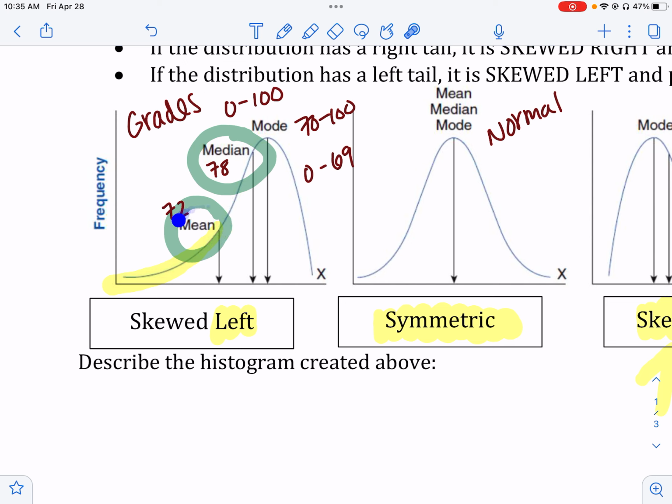This mean is that average, and because it is lower, then I know that I have this little tail thing that's going on here.